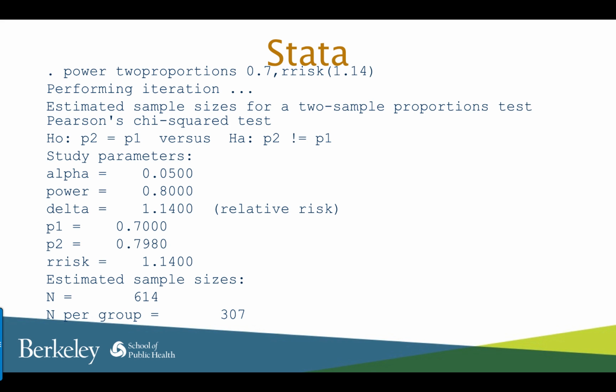So the command line that you type in is power two proportions, and then you specify the baseline risk, which is 70% or 0.7, and then you specify the relative risk you are interested in, which is 1.14. And if you do not specify otherwise, then it assumes a power of 80% and a type 1 error of 5%, and Stata would do it for you.